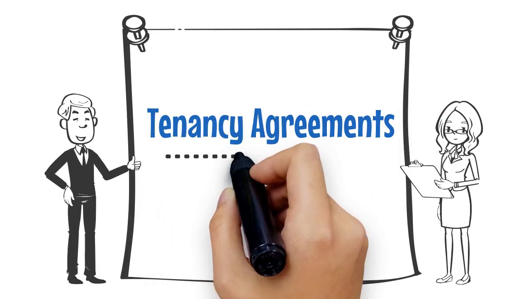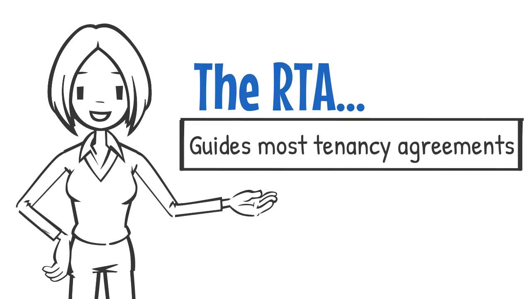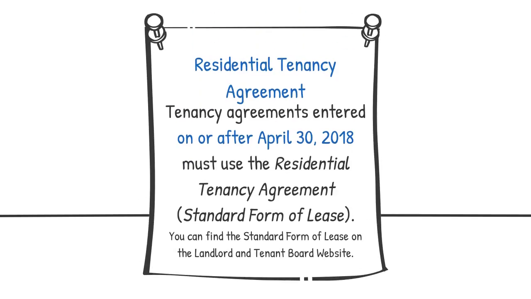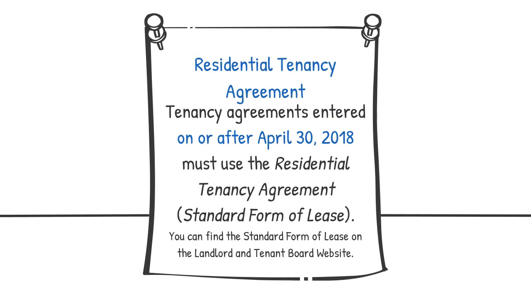Moving on to tenancy agreements. The Residential Tenancies Act guides most tenancy agreements, or leases. Most tenancy agreements entered on or after April 30th, 2018 must use the Residential Tenancy Agreement, or standard form of lease. As a landlord, you are required to use this standard lease. If you do not use the standard lease form, your tenant can demand you do so. You can find the standard form of lease on the Landlord and Tenant Board website.